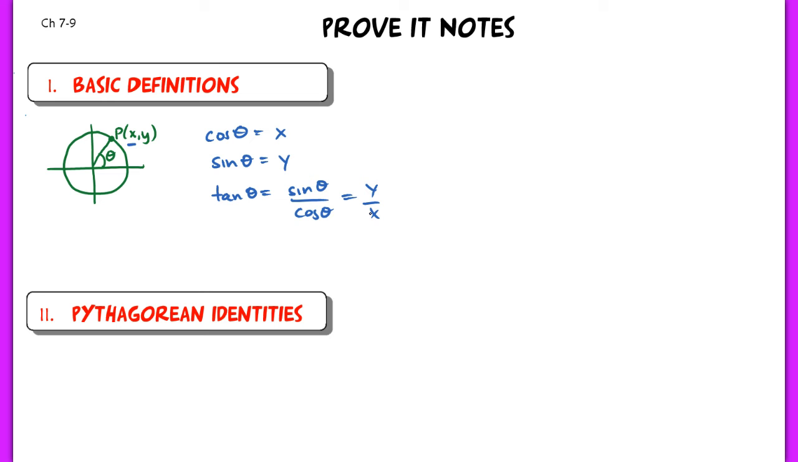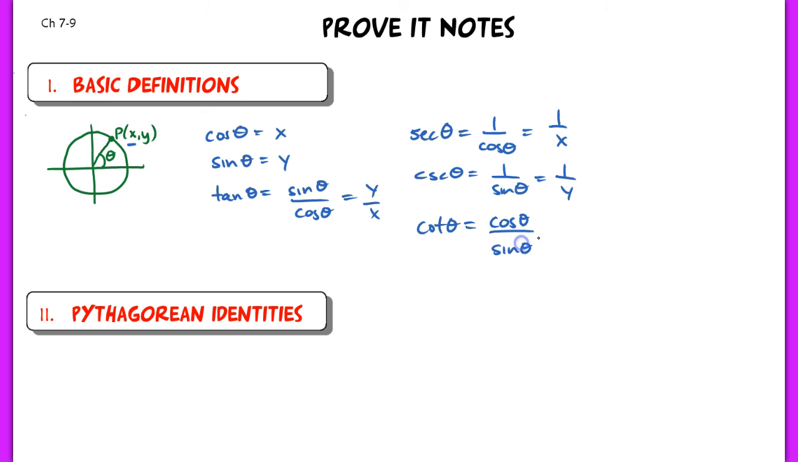Now for your reciprocal functions, and again we're just defining these, the secant of theta is 1 over cosine of theta, which means it's 1 over x. The cosecant of theta is 1 over the sine of theta, the reciprocal of sine of theta, and we end up with 1 over y. The cotangent function is the reciprocal of the tangent function, which means that it's cosine of theta over sine of theta, or x over y.